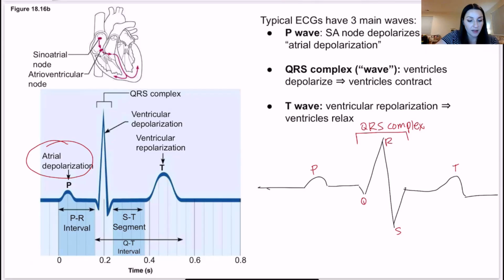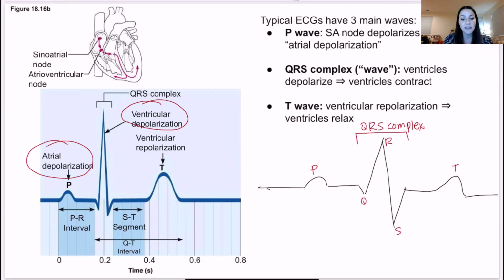Once the SA node is depolarized, that passes its signal to the AV node. And then the AV node passes its signal in between the ventricles and up the side of the walls, leading to ventricular contraction, right? And so that's exactly what happens. So the QRS complex is ventricular depolarization. I'll circle that. Ventricular depolarization is the QRS complex. Remember that when the ventricles depolarize, that leads to the ventricles contracting because electrical events cause mechanical events. Mechanical meaning like the actual moving of the thing.